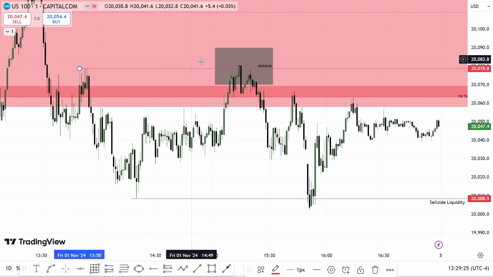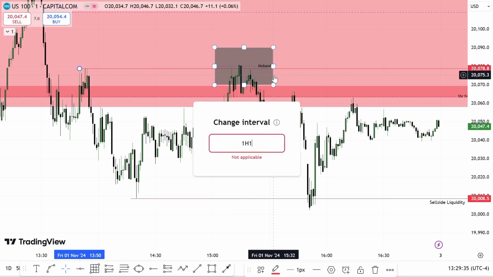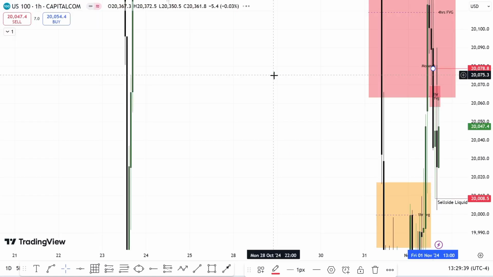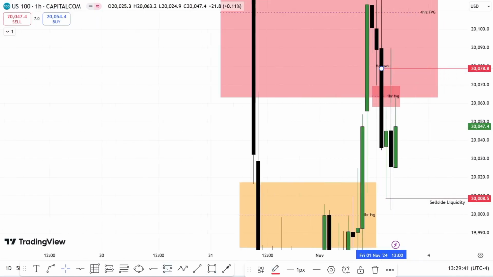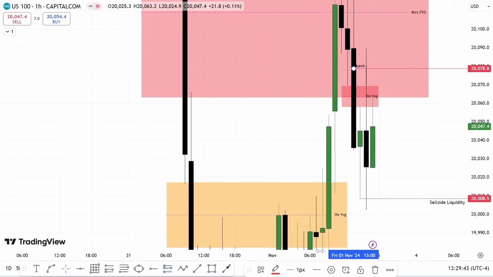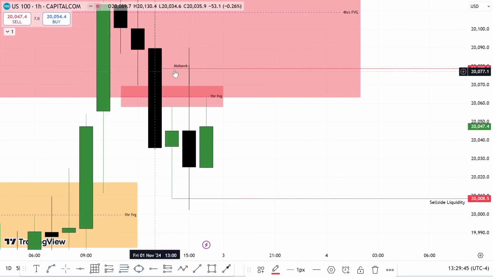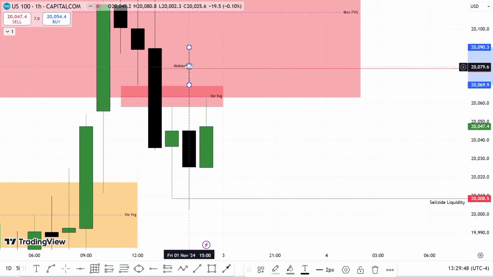It has taken a buy side liquidity here. This becomes a mohawk. When I'm pointing out a mohawk like this, I'm just trying to say that in the higher time frame, this is just a wick here. Alright, so let me show you in the 1 hour time frame that that's just a wick. So this is the mohawk here, right? This is the mohawk, and you've seen that this is just a wick in the 1 hour time frame.